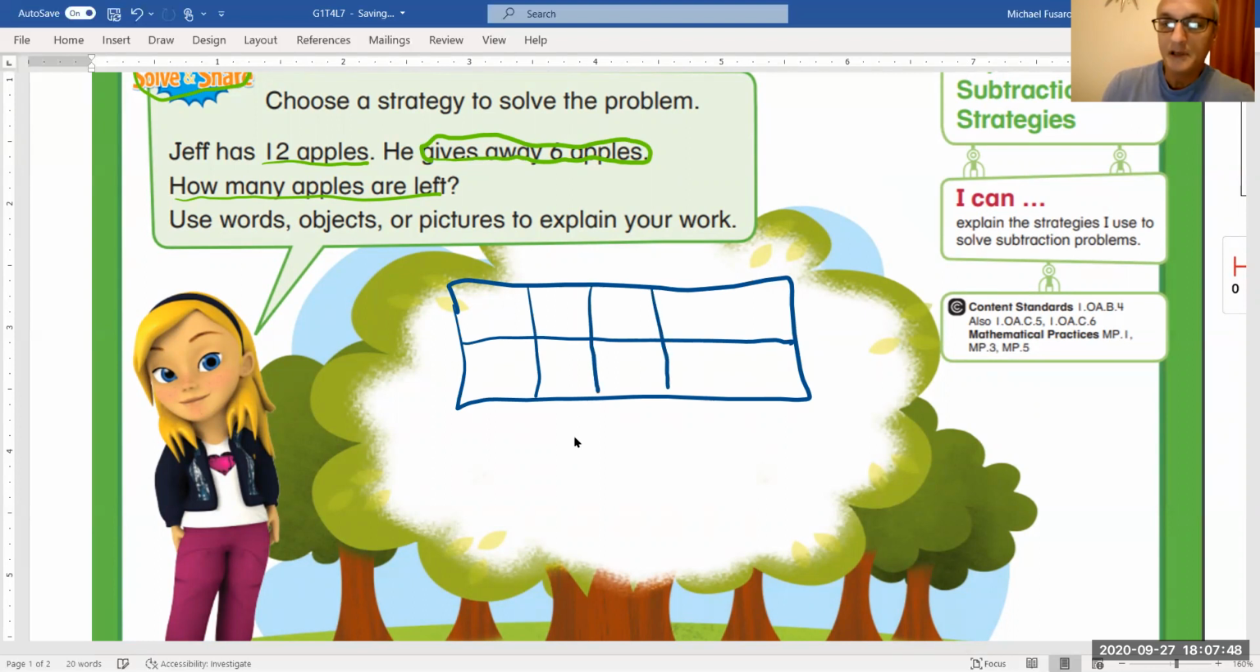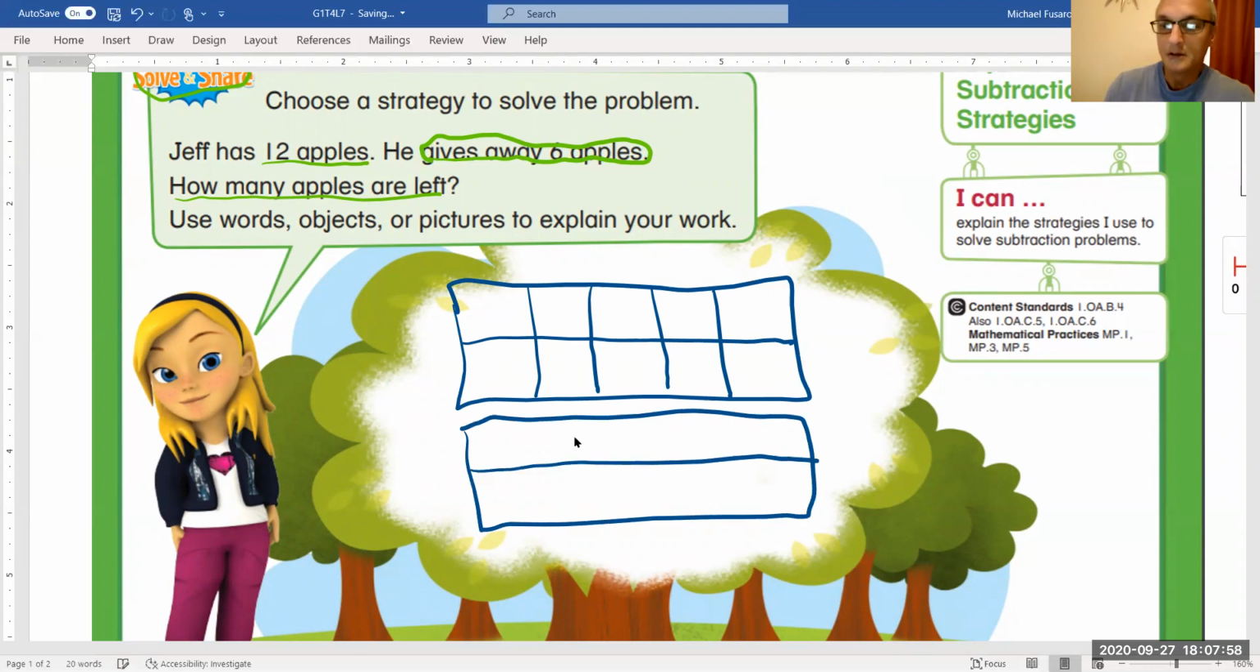Remember, 4 lines in the middle, and that makes, however many that makes, 10. We'll do another one down here. Zippity-doo-dah. 1, 2, 3, and 4. Doesn't have to be perfect, you know that.